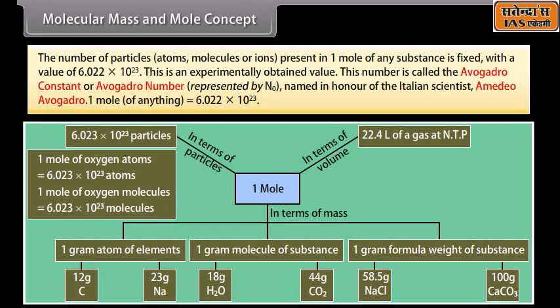a value of 6.022 times 10 raised to the power 23. This is an experimentally obtained value. This number is called the Avogadro constant or Avogadro number, represented by N0, named in honor of the Italian scientist Amedeo Avogadro. 1 mole of anything is equal to 6.022 times 10 raised to the power 23.